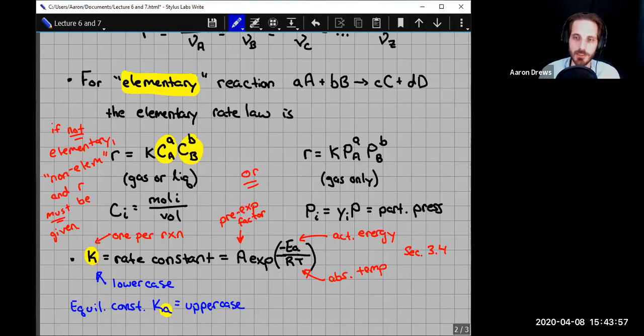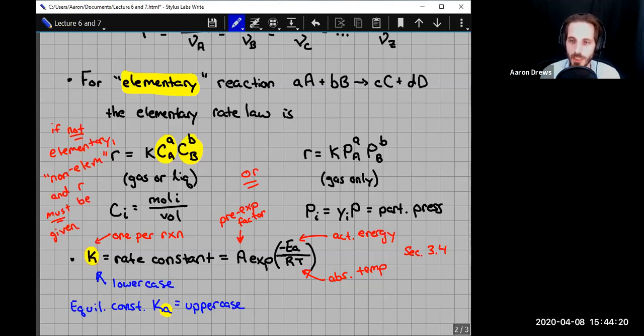Is there ever a time where an elementary reaction can't be solved with the elementary rate law? That's kind of a contradiction in terms. If something is called an elementary reaction, it is called that because it follows an elementary rate law. And so if it doesn't follow an elementary rate law, we don't call it an elementary reaction.